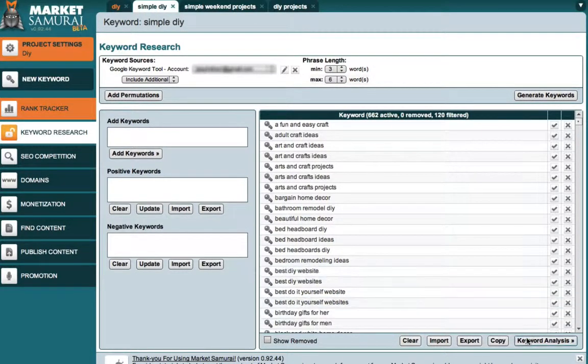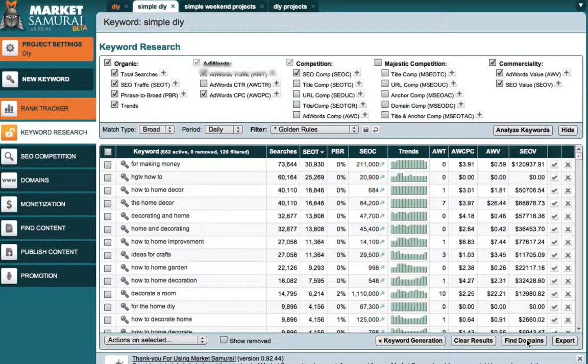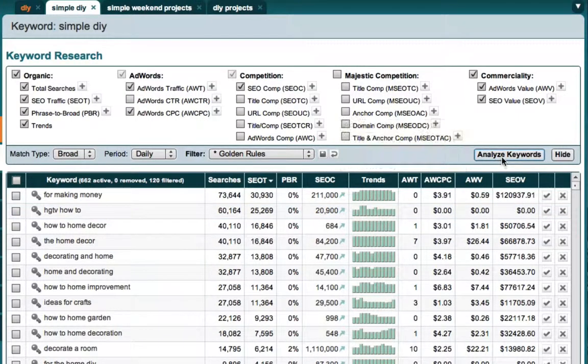I generate the keywords. Once I'm done generating them, I go right down here and click on Keyword Analyze. Again, all this is done already, just to speed things up. I click on Analyze Keywords, and it gives me all these numbers. Obviously there's over 600 keywords here, and I really don't need all of them, because the majority of them aren't going to be helpful for me. So I'm going to start eliminating and honing down on some specific targeted keywords.